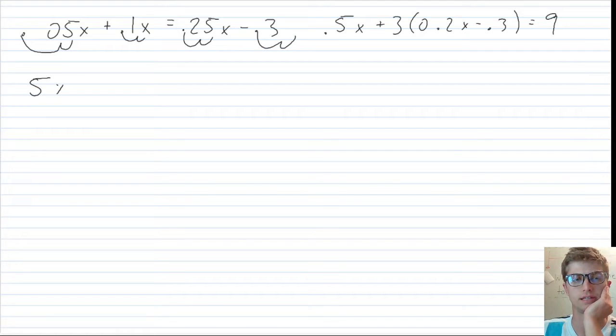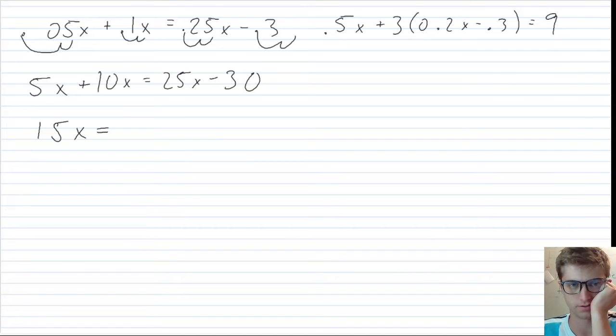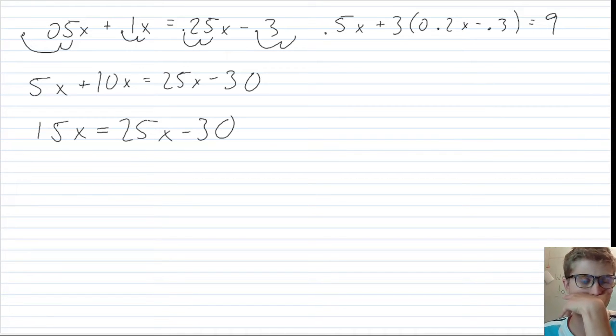5x plus 10x equals 25x minus 30. Alright, can we do any simplifying? Yes, on the left, we can get 15x equals 25x minus 30. Let's get all the variables to one side, so we'll move our 15x over. Since it's positive, we'll undo it by subtraction. What we do to one side, we'll do to the other.